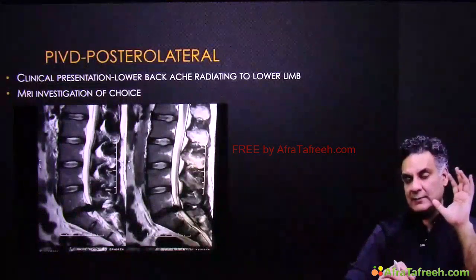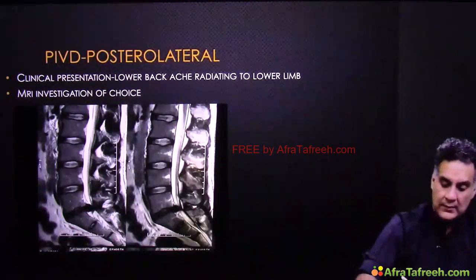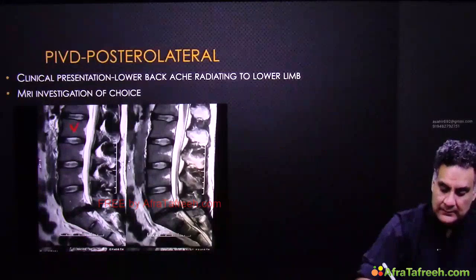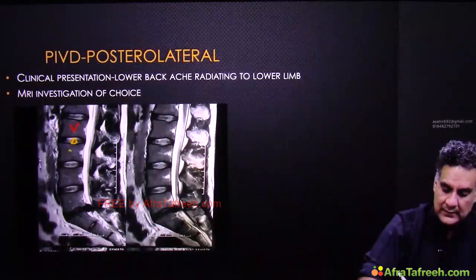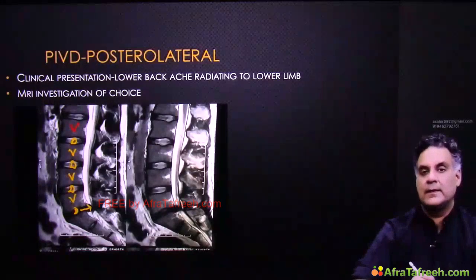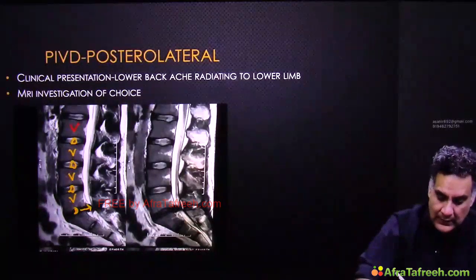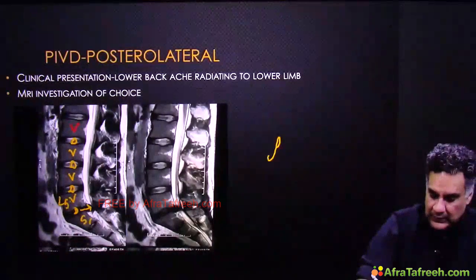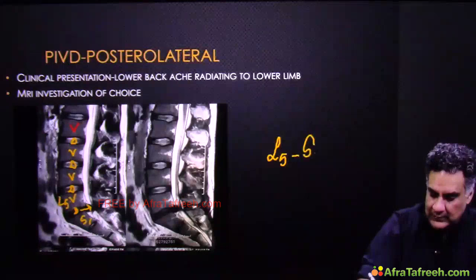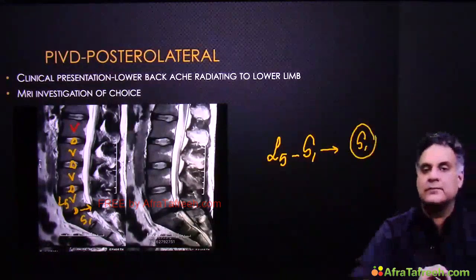If you look at the spine sagittal sections on MRI, you will see a vertebra, a disc, vertebra, disc, vertebra, disc, vertebra, disc. This disc has come out. It has prolapsed and it will compress the nerve roots. For example, if this is L5 vertebra and this is S1 vertebra, then between the L5 and S1 vertebra, if a disc comes out, it will usually compress the S1 nerve root.